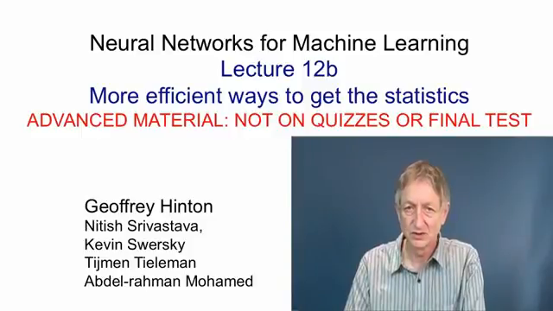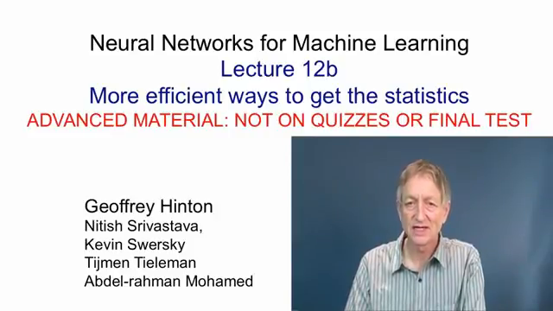In this video, I'll go into more detail about how we can speed up the Boltzmann machine learning algorithm by using cleverer ways of keeping Markov chains near their equilibrium distribution, or by using what are called mean field methods.